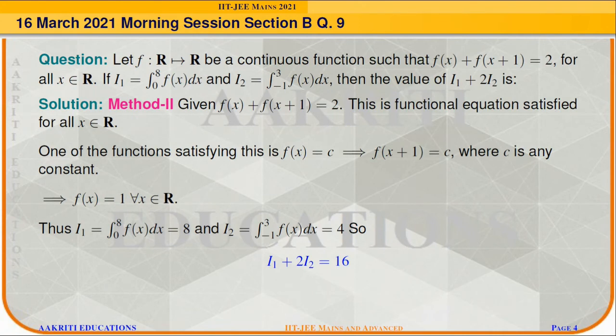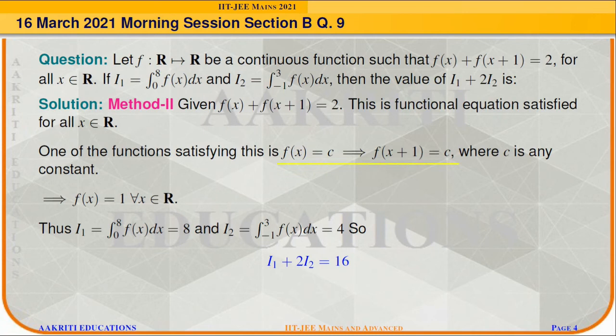Now, we will solve this question by the second method. It is given that f of x plus f of x plus 1 is equal to 2, which is nothing but a functional equation, and it will be satisfied for all x belongs to R. Now, there may be several continuous functions defined on the real set which will satisfy the given functional equation. And out of all those functions, one of the possible functions is the constant function, because a constant function is defined for all x belongs to R and it is a continuous function.